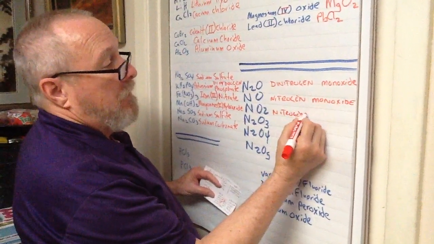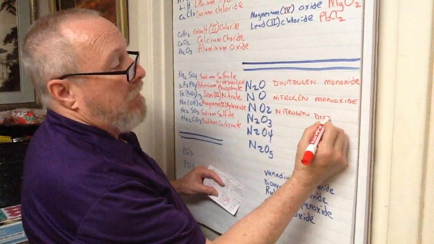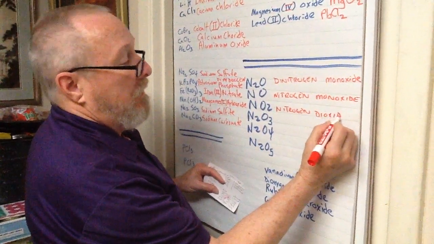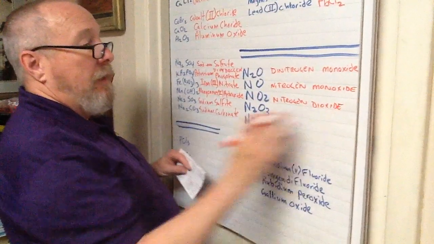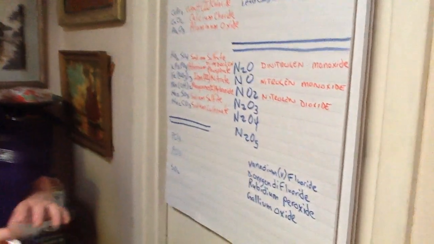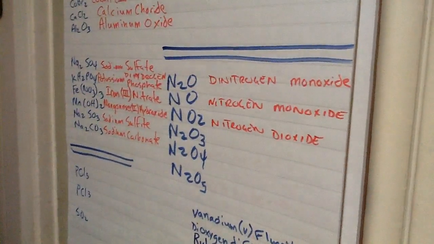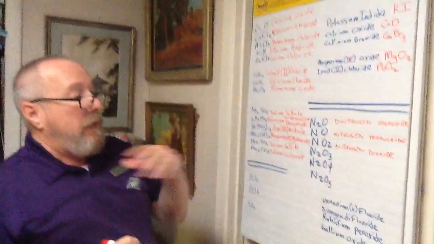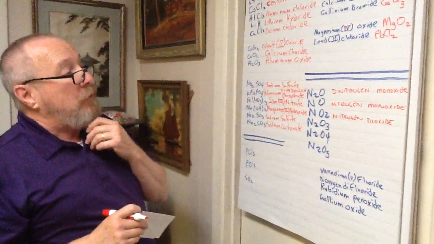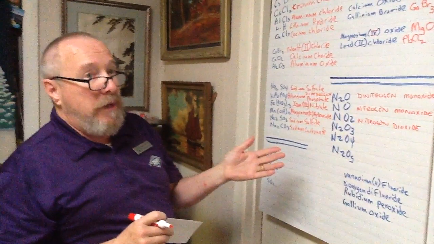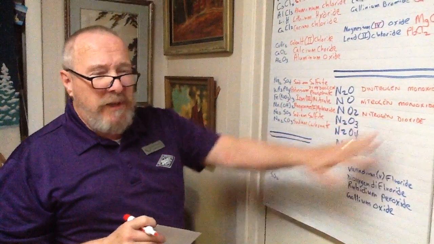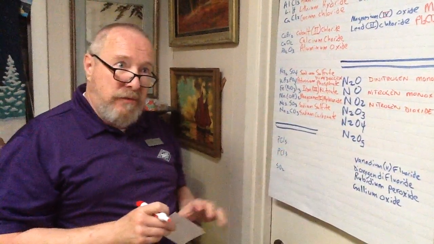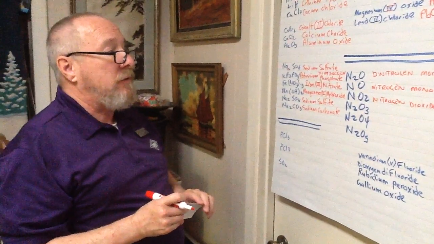Nitrogen dioxide. Okay, this is why we have catalytic converters. And it's a brown gas. You see it contaminating solutions of nitric acid, for example. When it breaks down, it turns that nitric acid brown as the gas dissolves in the nitric acid.